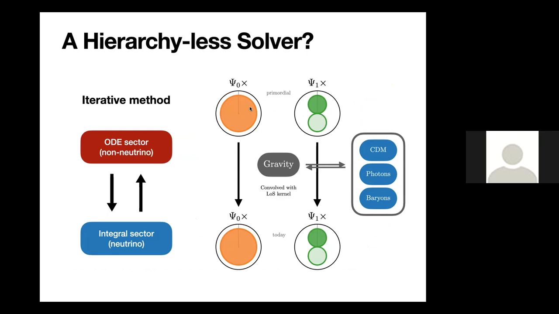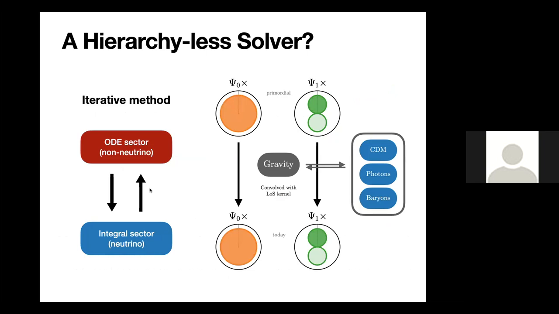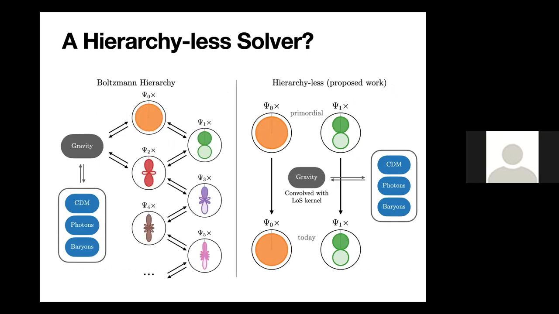So what we do is we take two simple ansatzes for the neutrino monopole and dipole evolution. We then solve the rest of the system, treating the ansatzes as the true solution. Then we have the evolution of the gravity parameters, that is, the metric perturbations. And then we can use the integral here to update the evolution of the neutrino multipoles. And we do this iteratively until the target precision is achieved. So here is a short comparison. What we have done is basically reduce this infinite tower of hierarchies into just two integrals evolving together with the rest of the ordinary differential equation system via an iterative process.